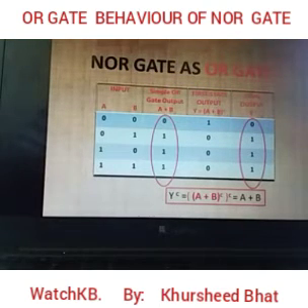Nice. Now our next part of today's lesson will be the NOR gate's behavior as that of an AND gate.